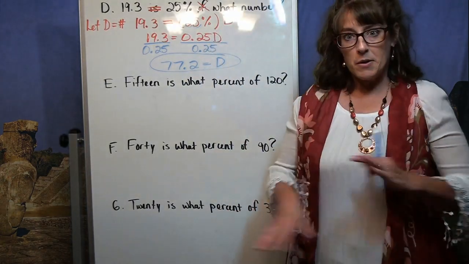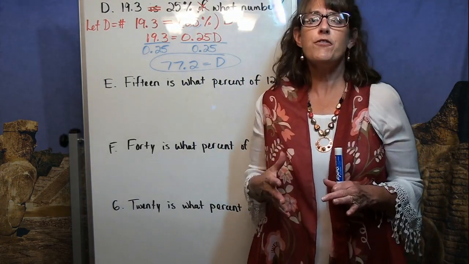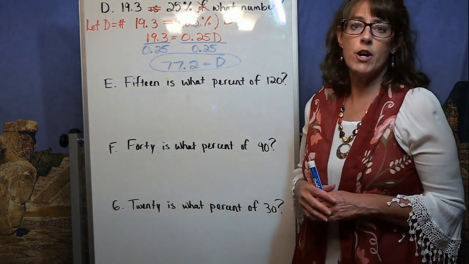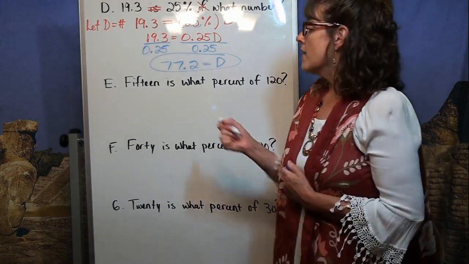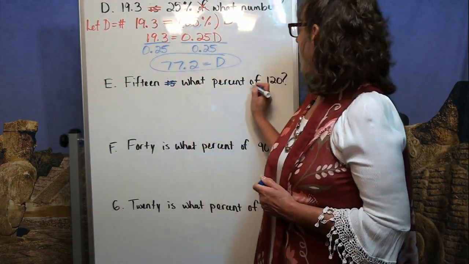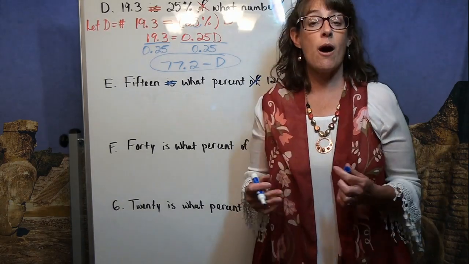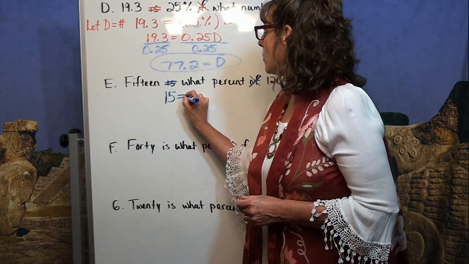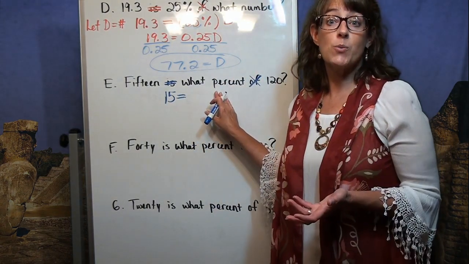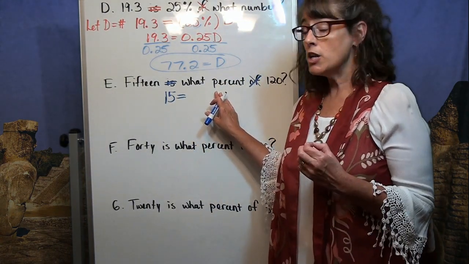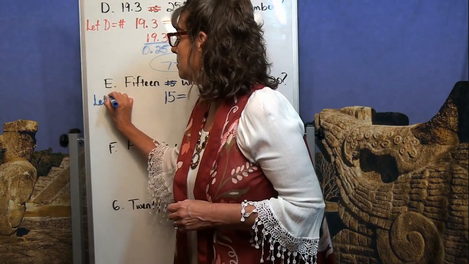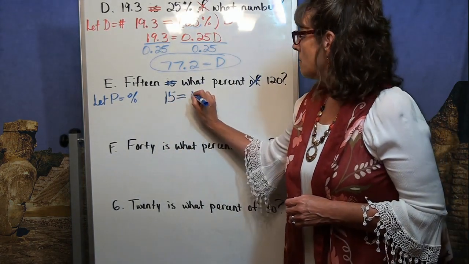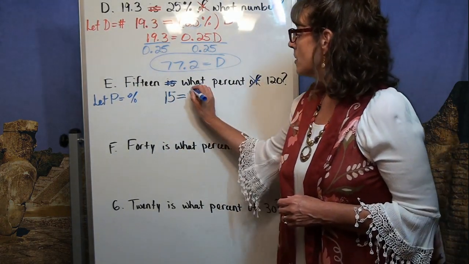Okay. A few more. These are going to have a different feel to them. That's why we're doing so many examples. This one says 15 is what percent of 120? Here again, the is means equals, the of means multiplication. I now can set up an equation. And my equation says 15 equals, aha, the percent is what I don't know. So there's my unknown. I'm going to define it by a variable. Let's let P equal that percent that I'm looking for. So 15 equals P times 120.